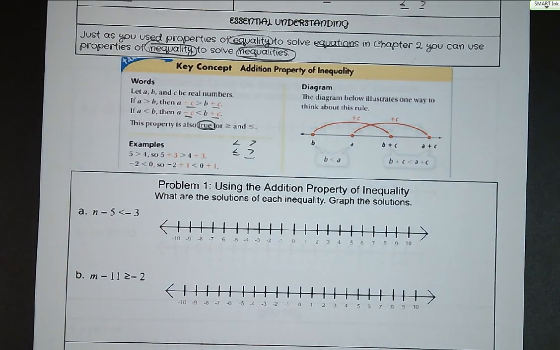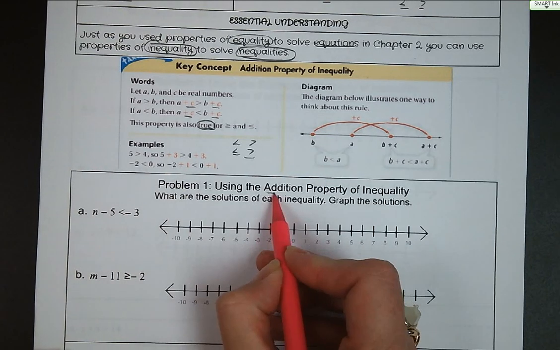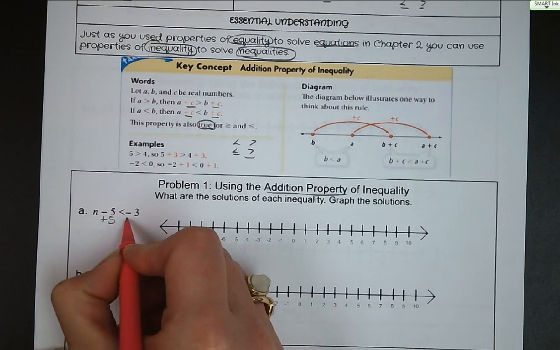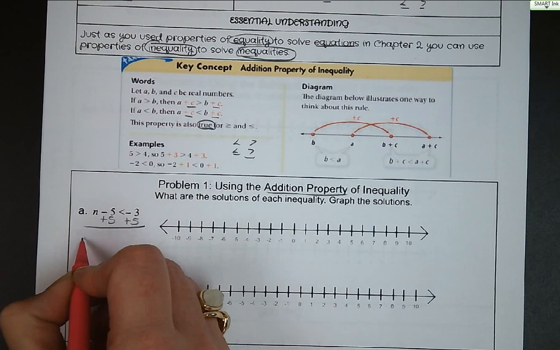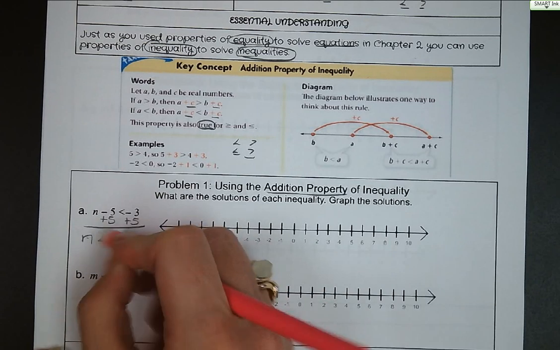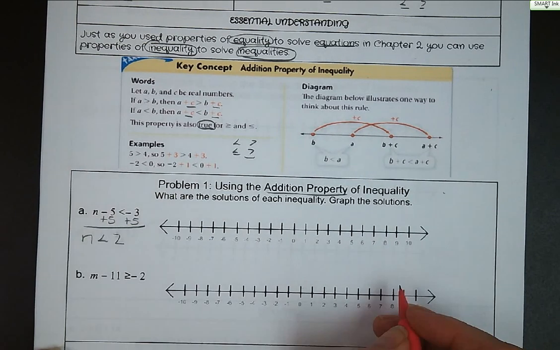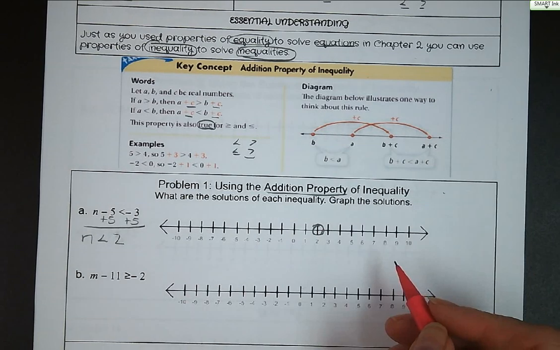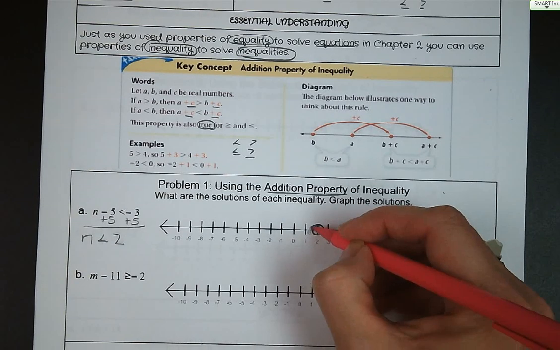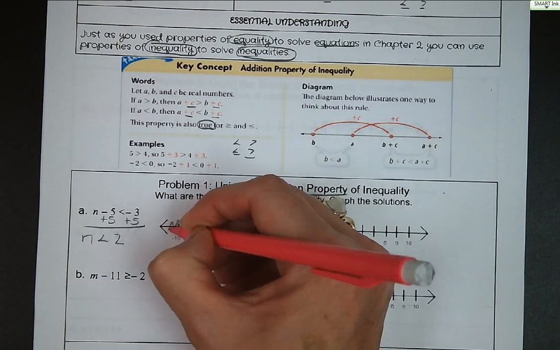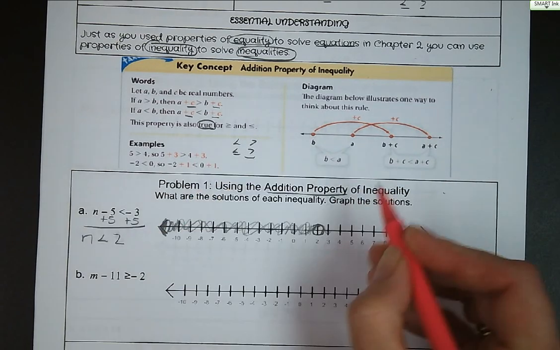All right, so problem number one. Using the addition property of inequality, we want to know what are the solutions for each inequality, and then we are going to graph our solutions. So Mrs. Zierzo already started. She is adding 5 to both sides. So n is less than 2. So we have an open dot at 2, and we are going to be shading to the left. Less than. n is less than 2, so we're shading to the left of our open circle. All the way to the end, please.